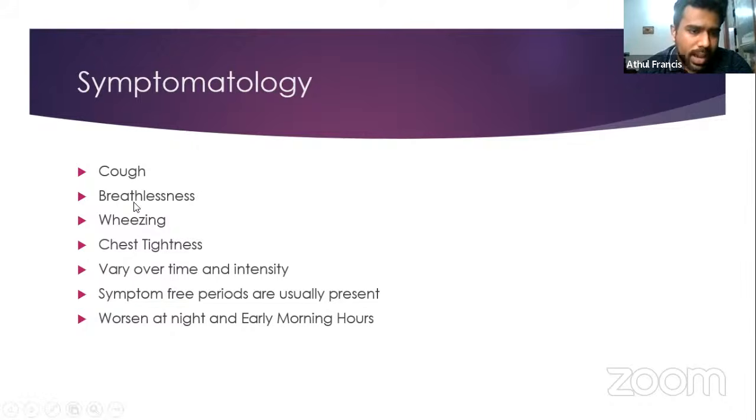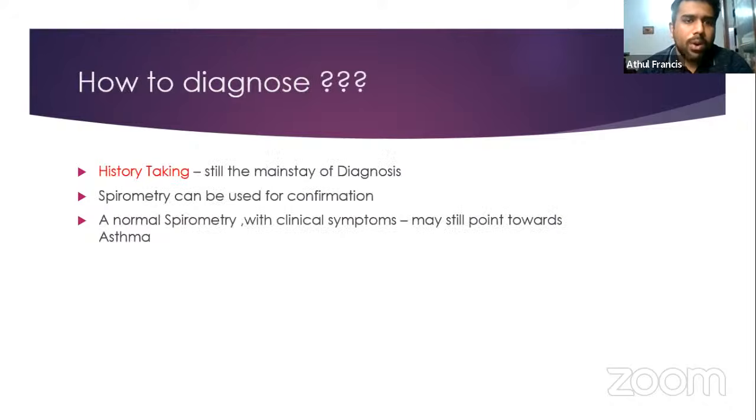Symptom-free periods are usually present. It worsens at night and in the early morning hours. Now, how to diagnose? The main point here is that whenever you are trying to diagnose a case of bronchial asthma, your spirometry or pulmonary function test and your other tests are just supportive factors. Your main thing is your history taking.